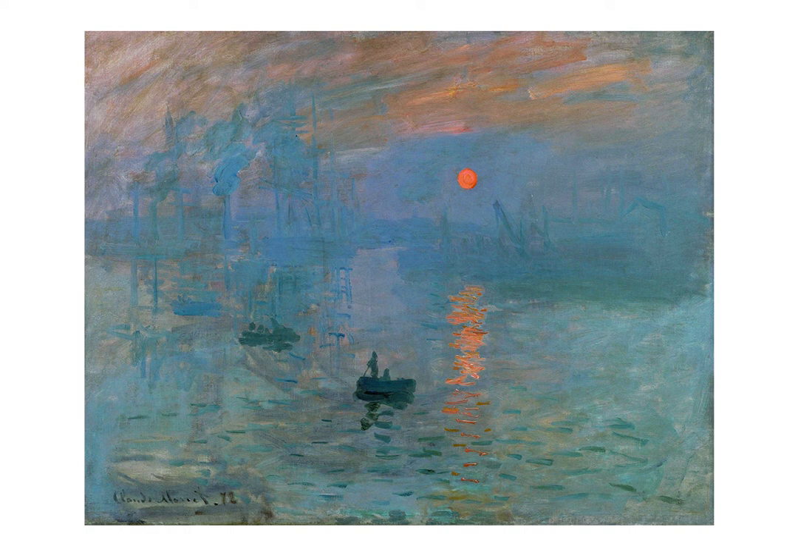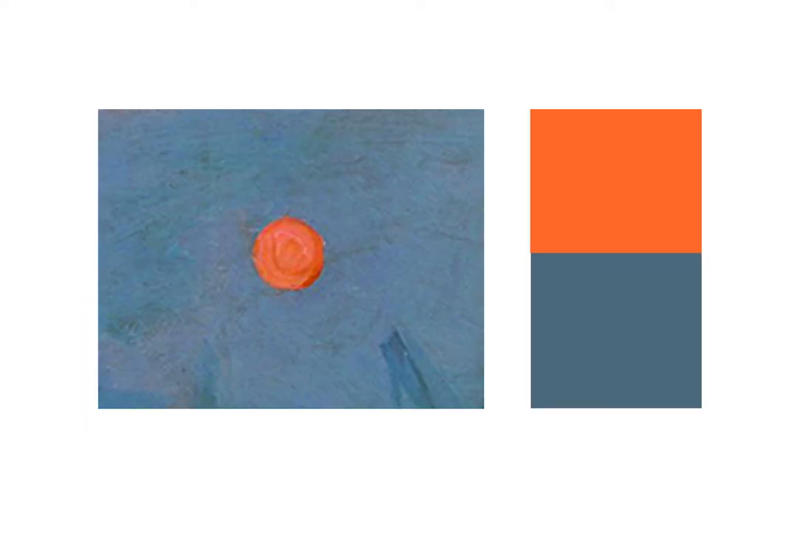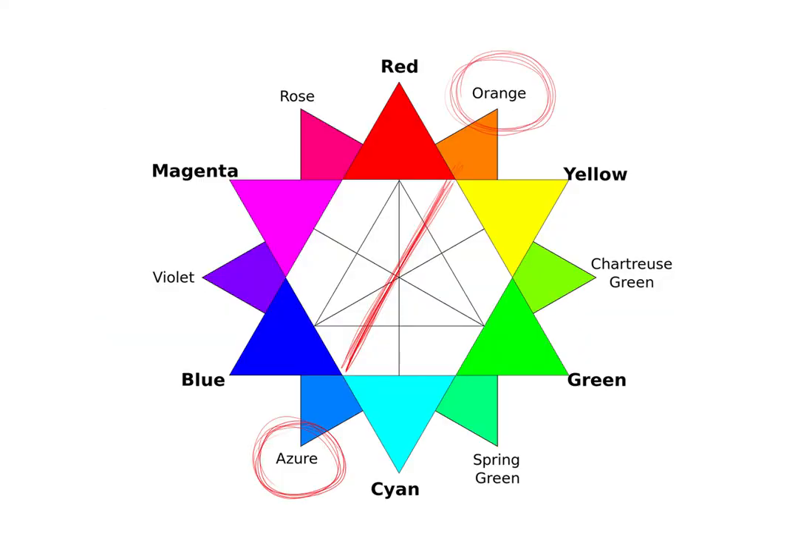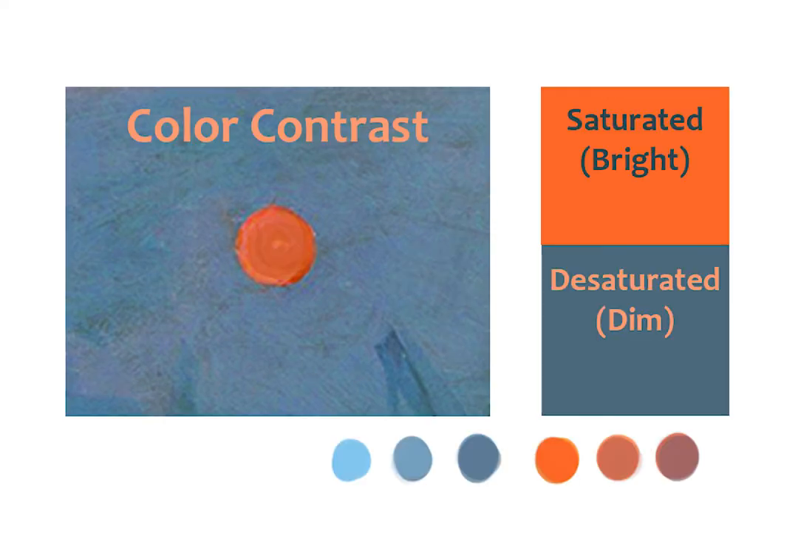In this Monet painting, the sun is a bright orange ball that seems to be glowing. Monet achieved this glow by placing two complementary colors, again colors that are opposite of each other on the color wheel, next to each other, blue and orange, and making the background color desaturated. So not only did he show color contrast of orange and blue, but he also made the orange pop more by using a very saturated orange on a dim, unsaturated blue background.